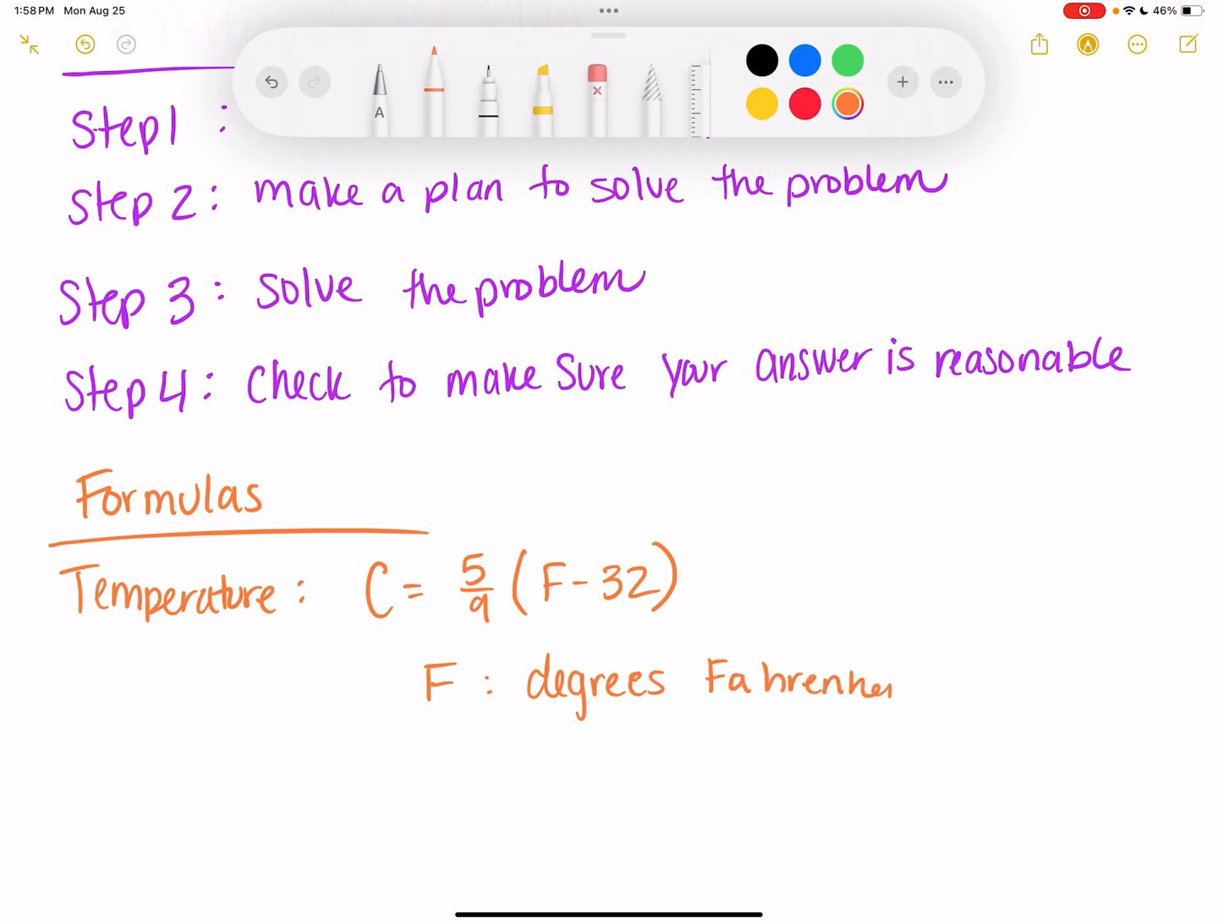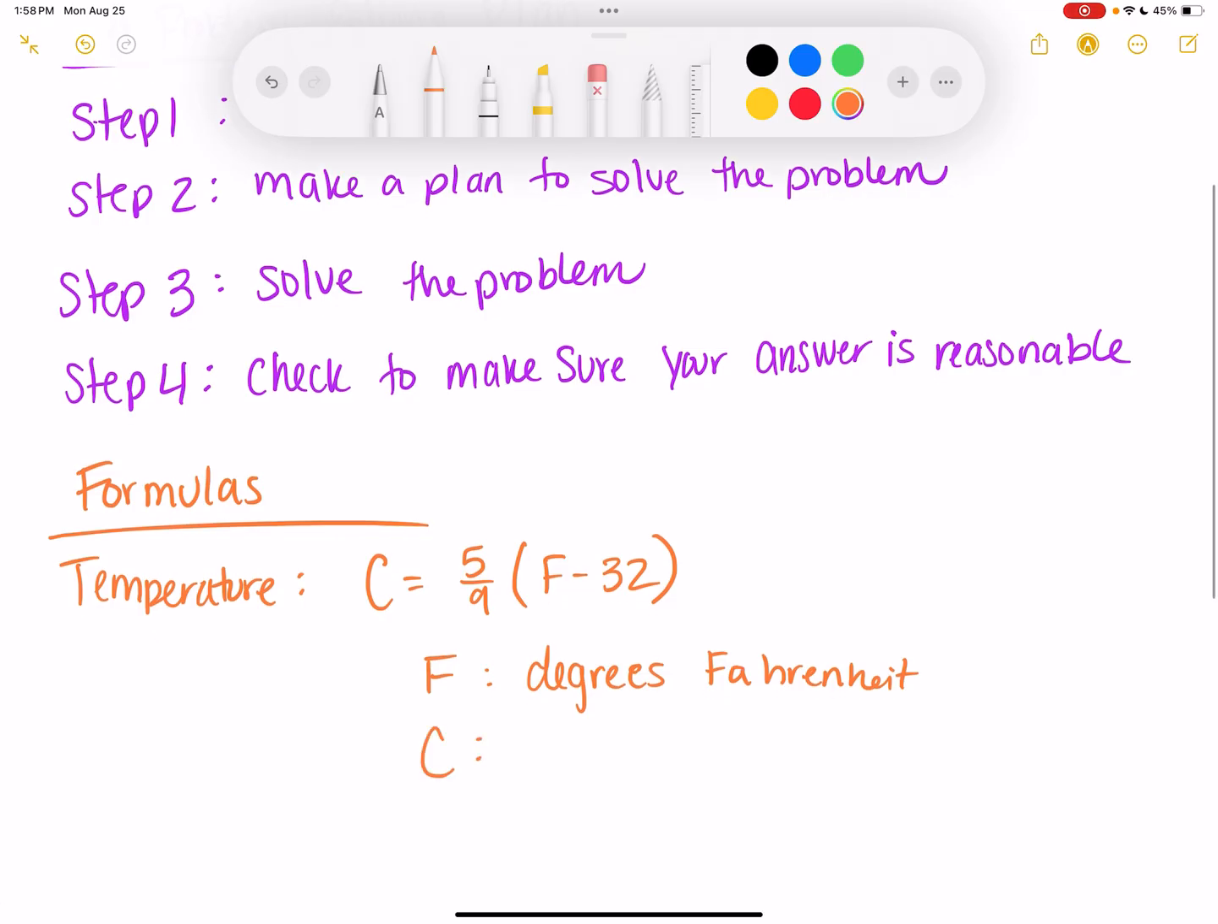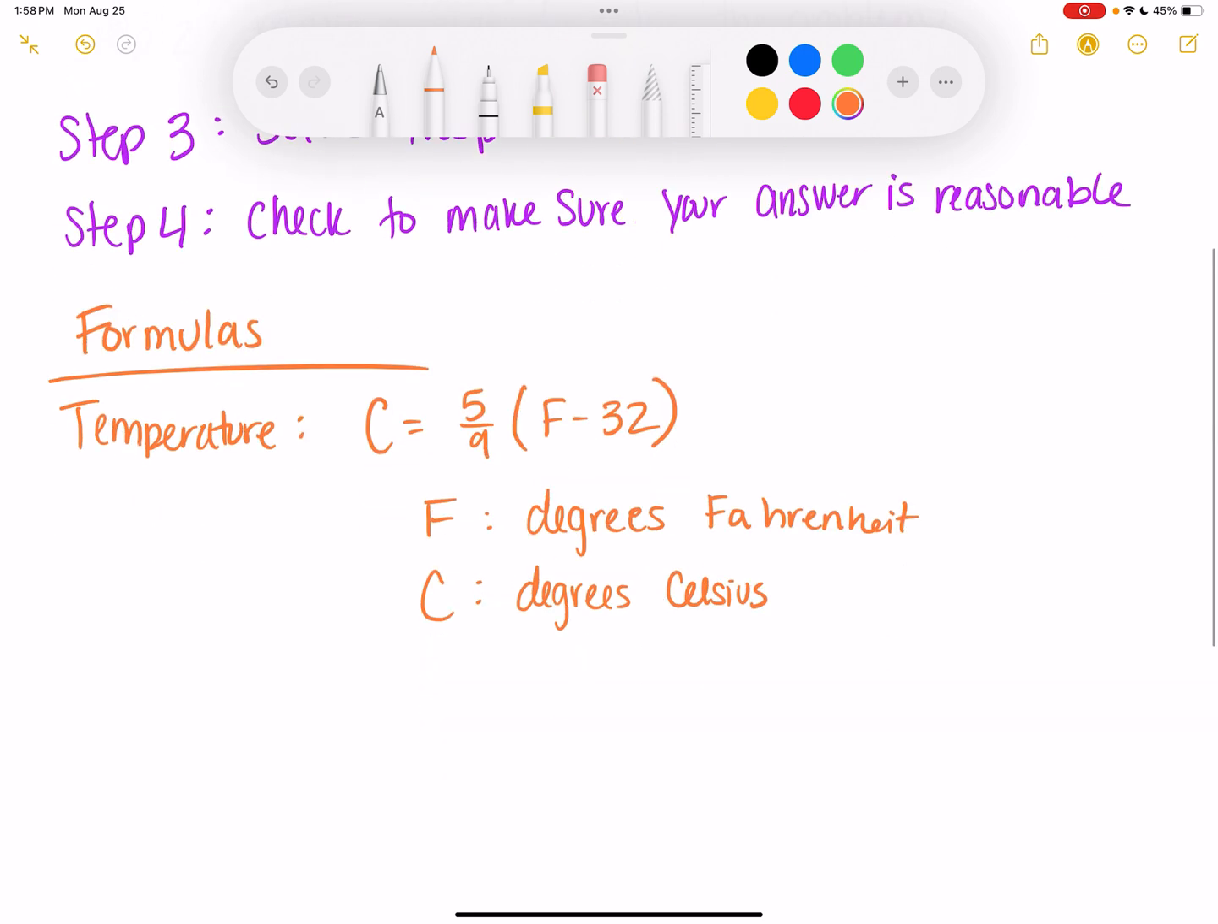I'm not done yet. C is degrees Celsius. Not like the drink.